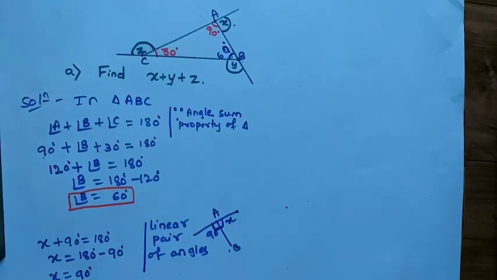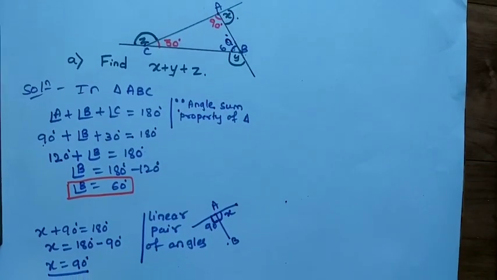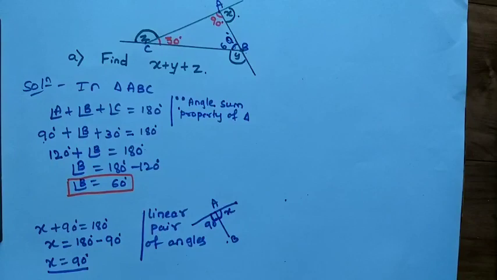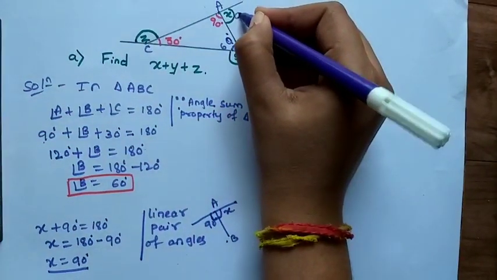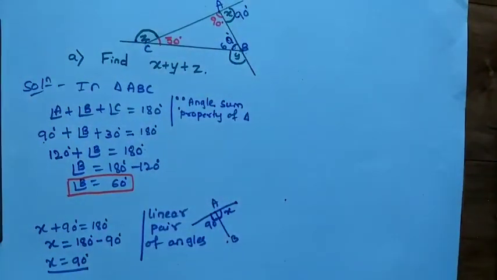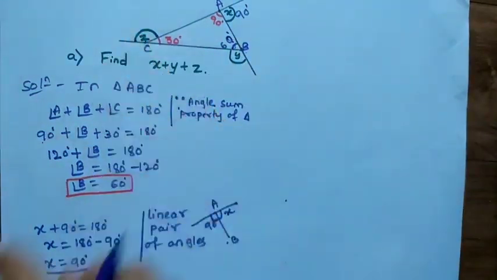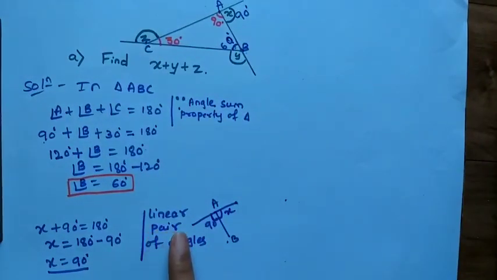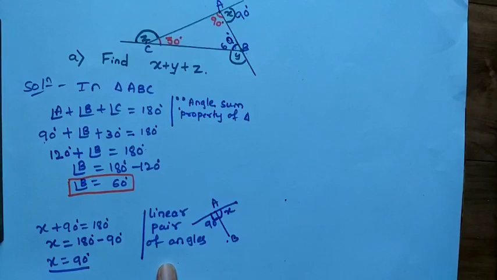So angle X is equal to how much do we get here? 90 degrees. So angle X is 90 degrees. Here, which condition am I applying? Linear pair of angles. For solving exterior angles X, Y, Z, I am going to apply the linear pair of angles condition.